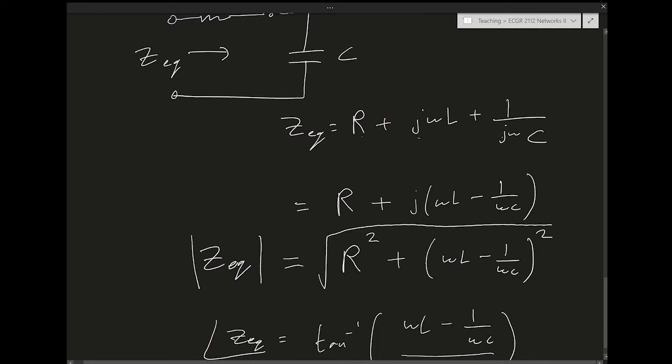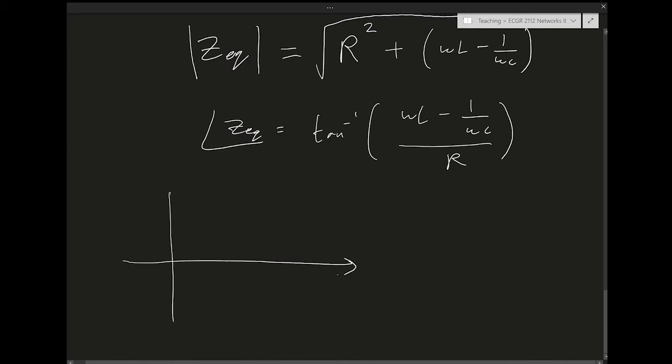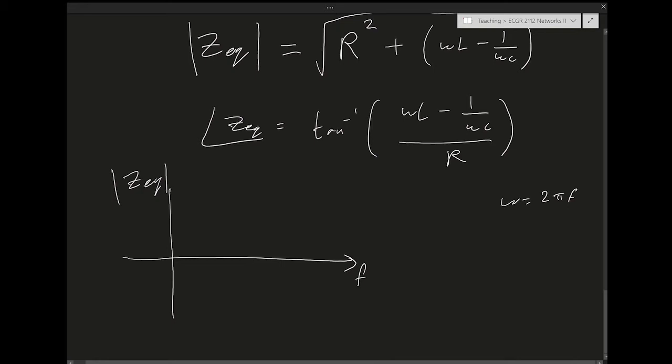So we can plot this. Let's try to intuitively figure out, without even plugging in numbers, what the equivalent magnitude is going to look like when we plot it with respect to frequency. So omega is just 2 pi f, okay? So we want to quickly plot this intuitively.